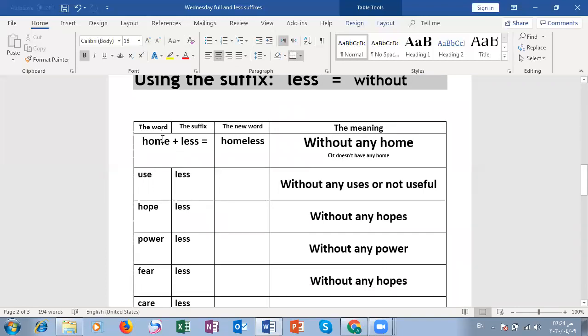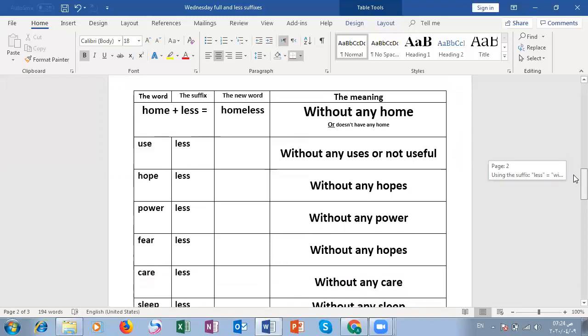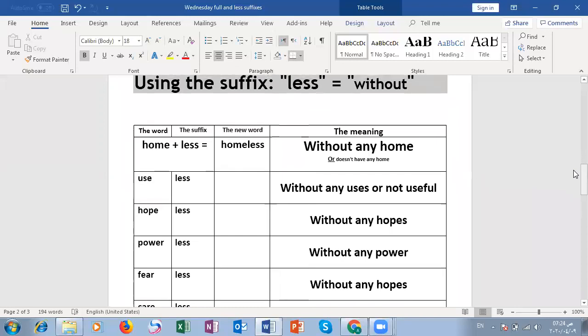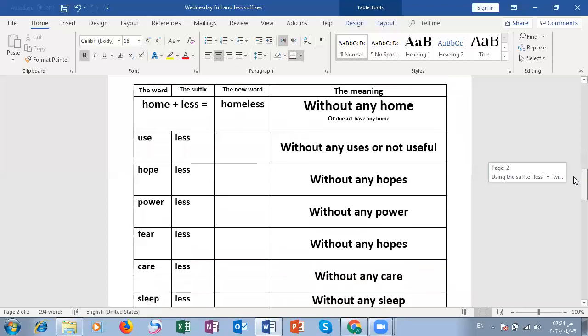Home is the word, the root, the base of the word, and less. So now when we add them together, we have homeless. Homeless, without home. Homeless, without any home, or doesn't have any home. So when we are talking about the homeless people, the people who live in the streets and they don't have a house or a home to stay in, so they are homeless. We should help the homeless people.